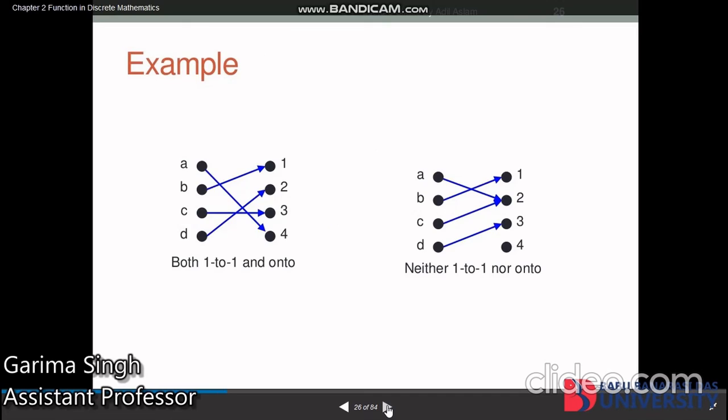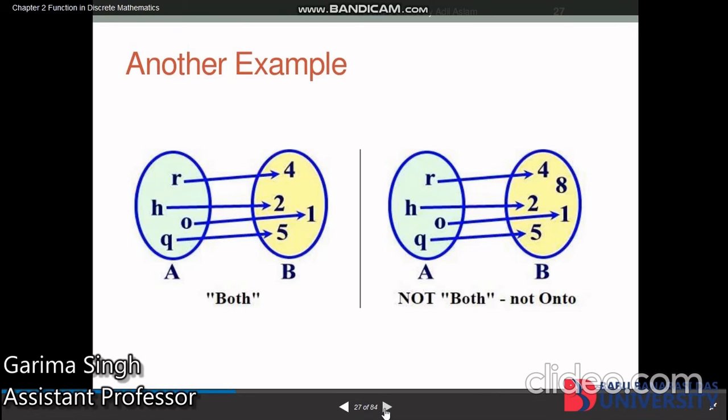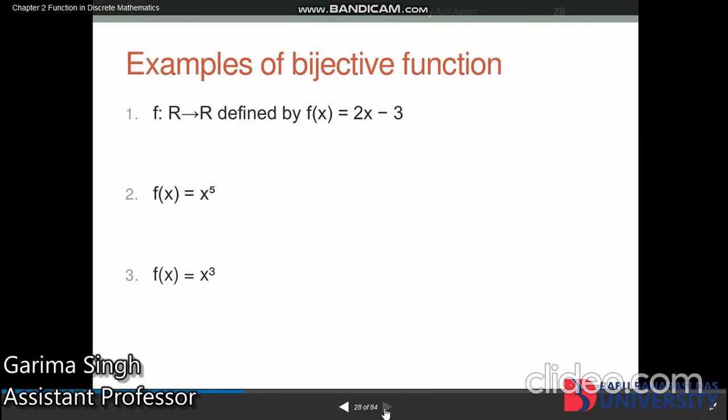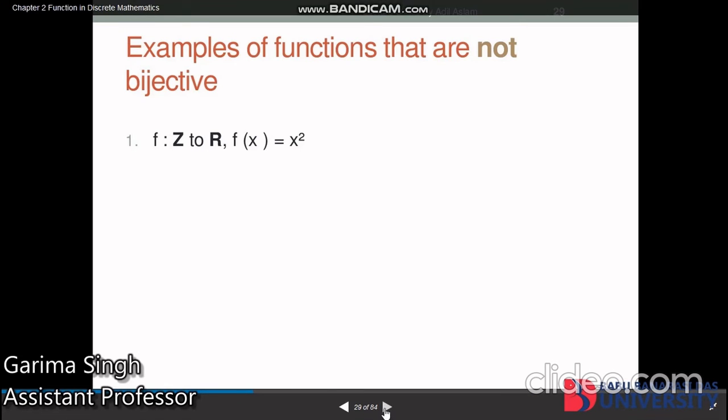onto. This is the example, both one-to-one and onto, and all the elements are associated, that's why onto. This is also one-to-one. This is neither one-to-one nor onto. Same example, you can see. This is an example of a bijective function. Example of functions that are not bijective.